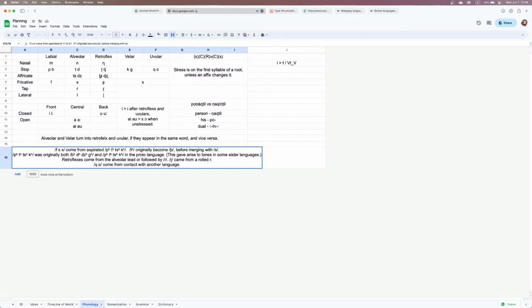This gave rise to tones in some sister languages. Retroflexes come from the alveolar lead or followed by the r, and the retroflex r comes from the rolled r. K and r first came into the language from contact with another language before falling into the agreement system. The reason I made these was so I can more easily derive the sister languages of this language. So I can expand the family tree by rolling back some changes and moving forward with other ones in a different branch. As I said, some of these languages might be tonal. So that's the reason I did that. I just got the idea and noted this down real quick in the notes.